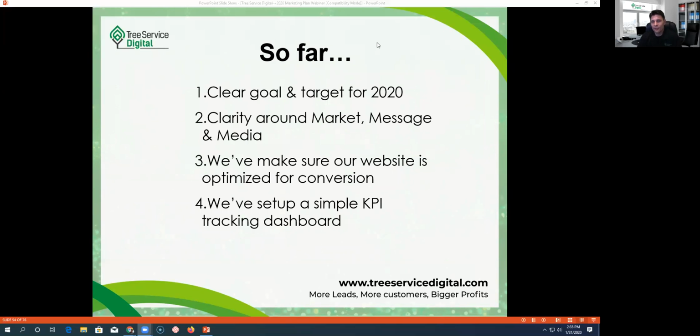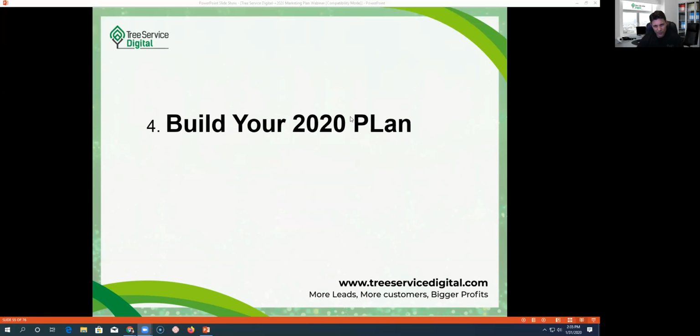So far we've covered clear goals and targets for 2020, clarity around your market, your message, and your media. You've got to get those things right. We've made sure our website is optimized for conversion. The click to call buttons, the get a free estimate forms, they need to be everywhere. We've set up a simple KPI tracking dashboard so you can see how many leads you got. So let's build your 2020 plan.